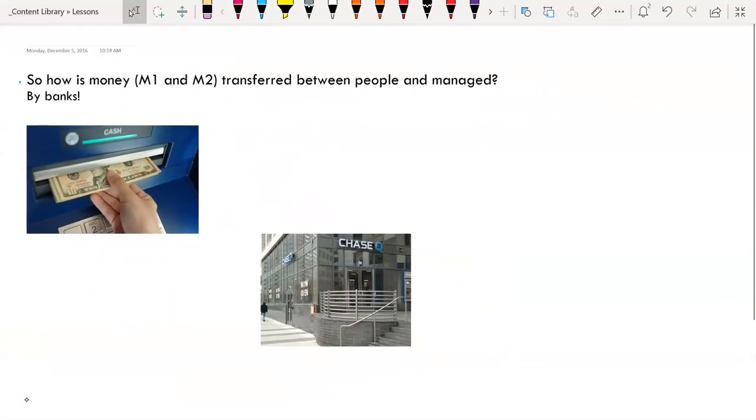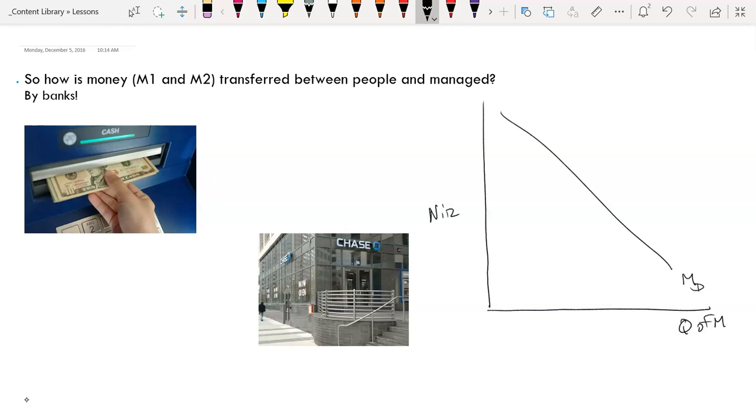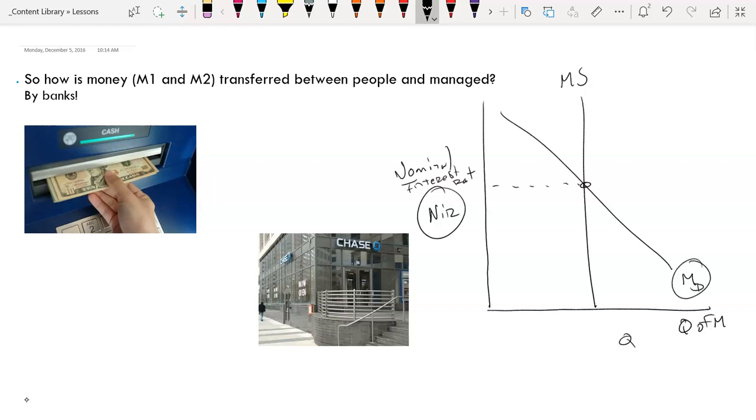You should have probably seen this graph so far. But when we start to talk about money, that requires us to talk about the money market. So we have our money market graph. On the y-axis, we have our nominal interest rate, and on the x-axis, we have our quantity. All right, our money demand and our money supply. Now, our money demand is downward sloping because this is where you demand money.